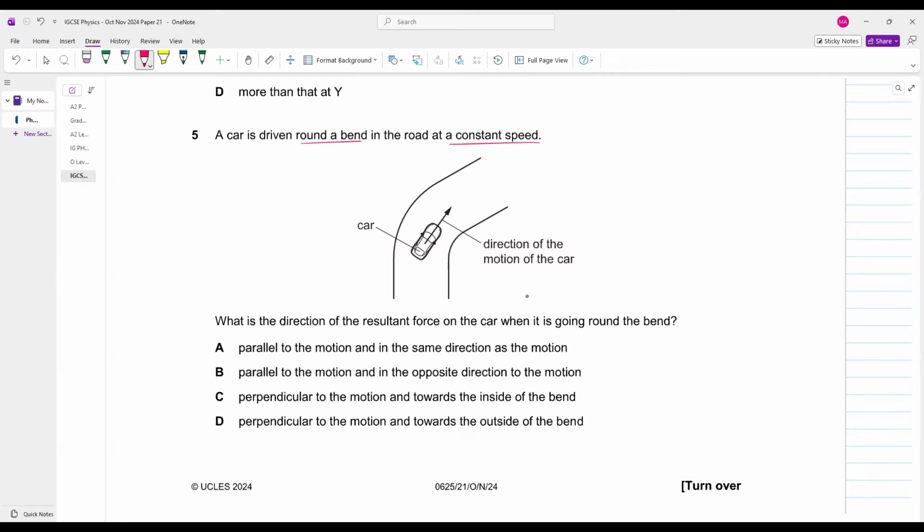What is the direction of the resultant force? Whenever you are going through a bend, whenever you are moving in a circle, what is the direction of the resultant force? Perpendicular to the motion and towards the inside of the bend. हमेशा whenever you are performing circular motion, आपकी resultant force towards the center लगती है.